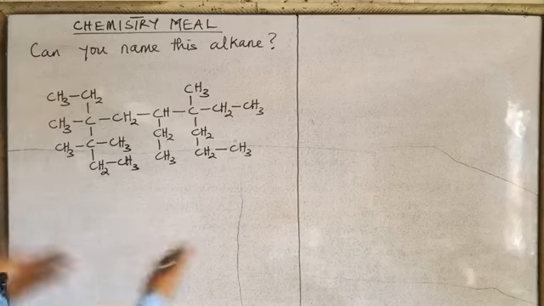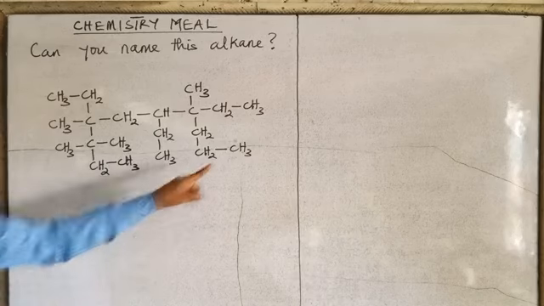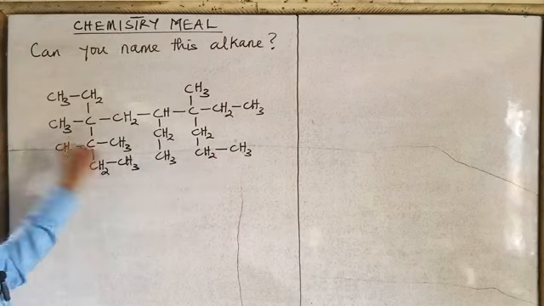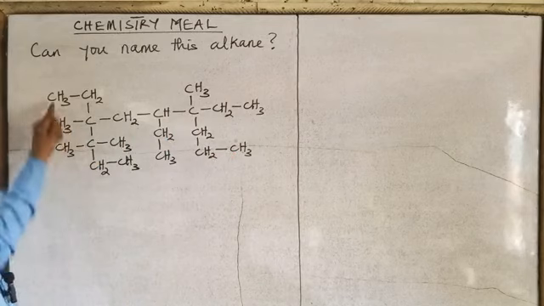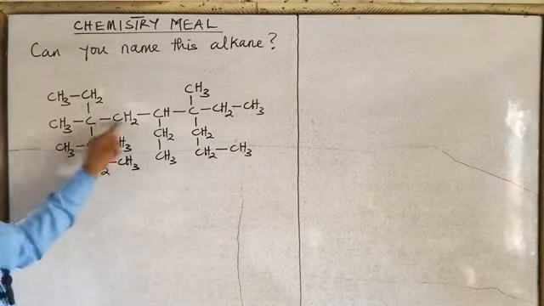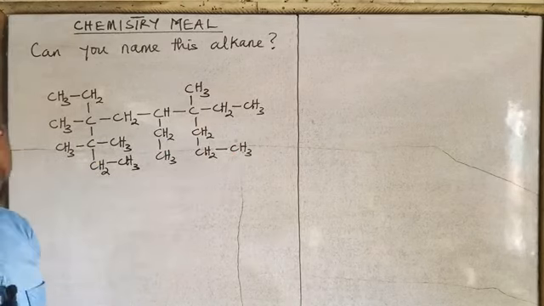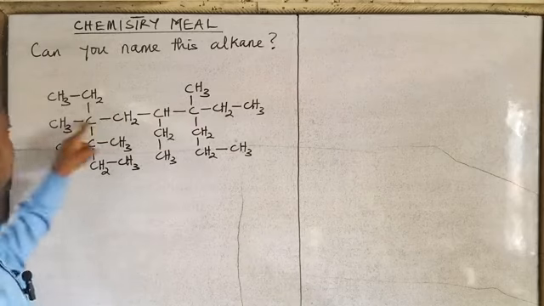Okay, there are so many chains, so many of them. We can still start from here. This is a chain: 1, 2, 3, 4, 5, 6, 7, 8. So this gave us 8. Now let's check this one: 1, 2, 3, 4, 5, 6, 7, 8, 9. So all the 8s are gone because we now have this giving us 9.